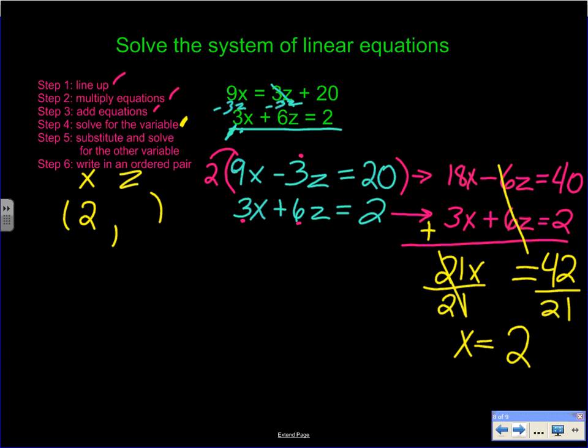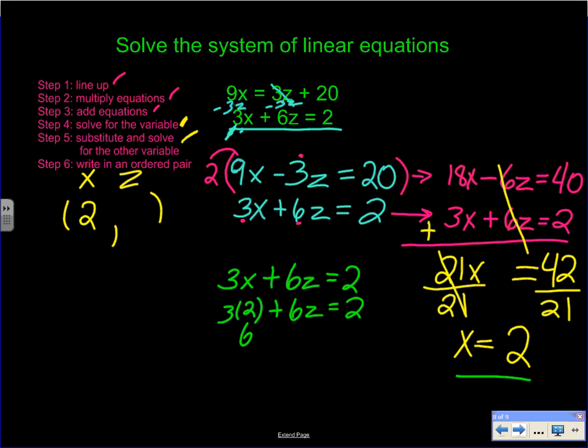Now we're on to step number 5. Substitute and solve for the other variable. We need to solve for y, or I'm sorry, z. It doesn't matter which one we solve for, either the top equation or the bottom equation. I'm choosing the bottom. Looks like it just has smaller numbers. Since x is equal to 2, we're going to substitute 2 in there.